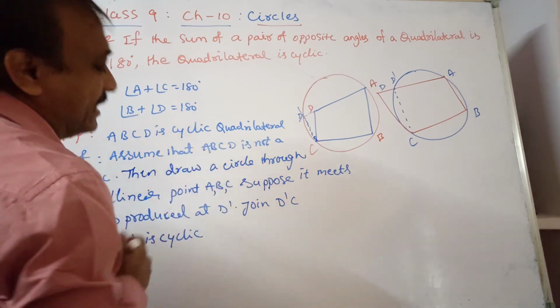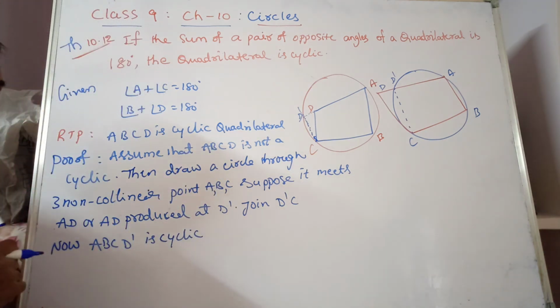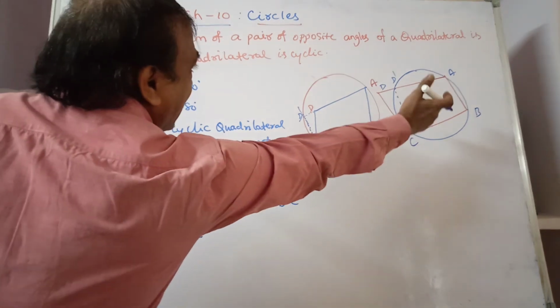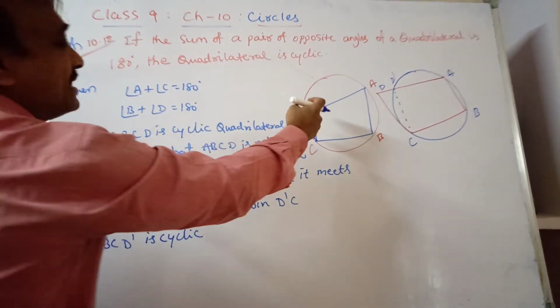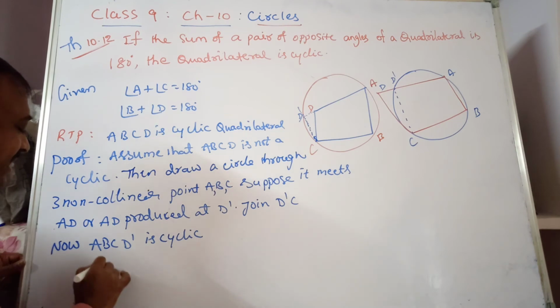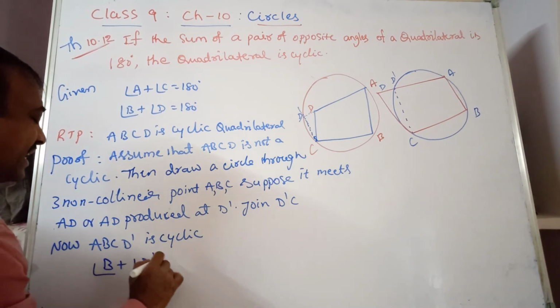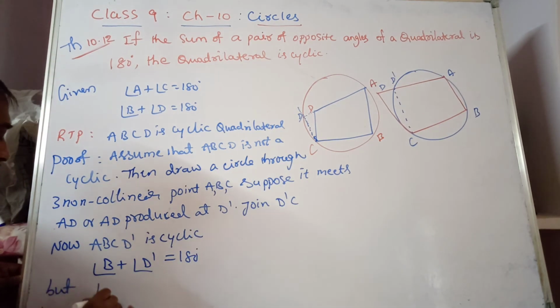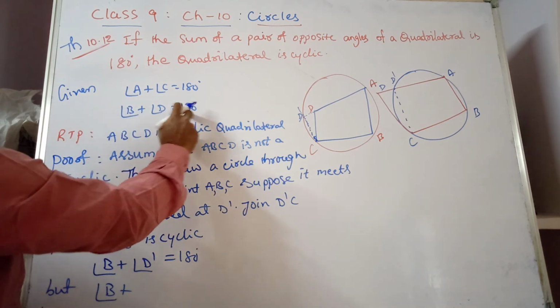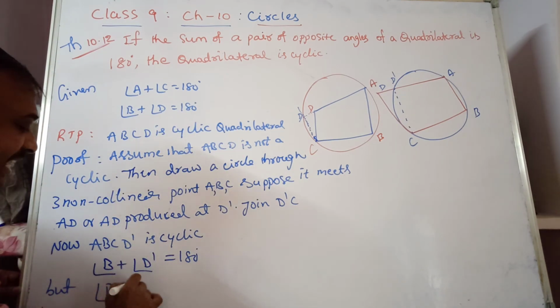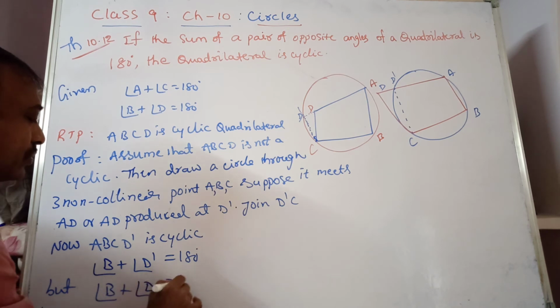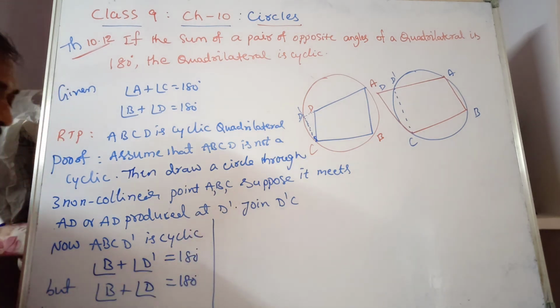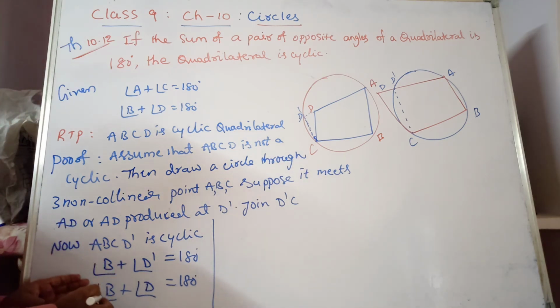So if it is, then angle B plus angle D prime, the opposite angles, is 180 degrees, since cyclic quadrilateral means opposite angles sum to 180 degrees. But what is given in the statement? Angle B plus angle D is equal to 180 degrees. Observe it clearly: B plus D prime, and B plus D, both equal 180 degrees.